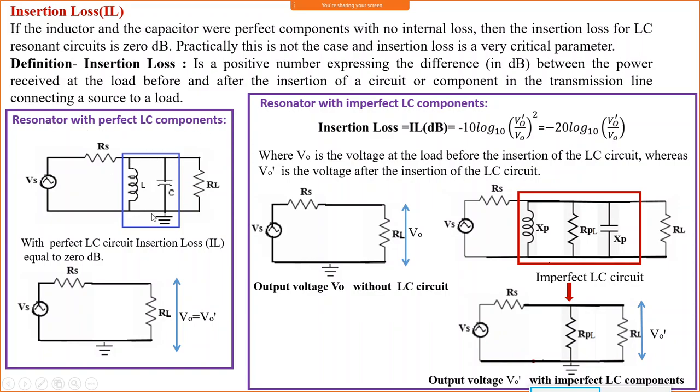As I said, for a resonator with perfect LC components, that means resistance is 0, L and C have a quality factor equal to infinity, that means RS is equal to 0, then the insertion loss will be 0 dB.